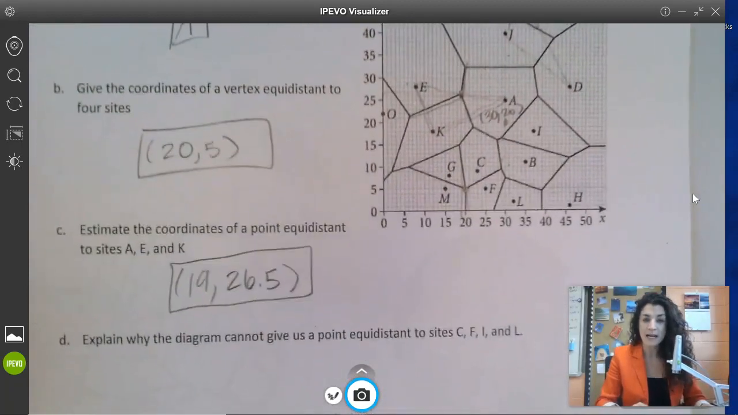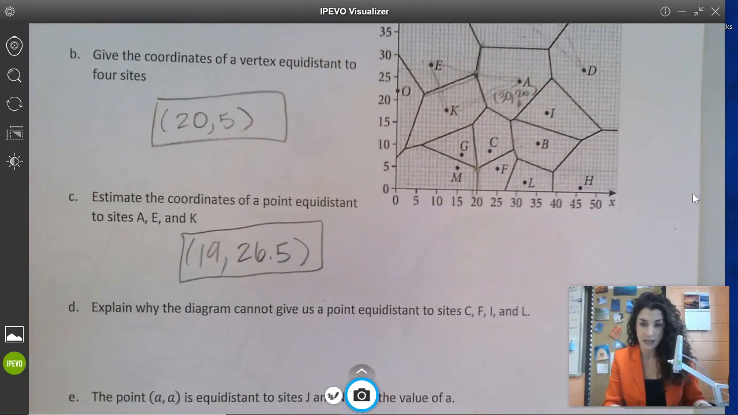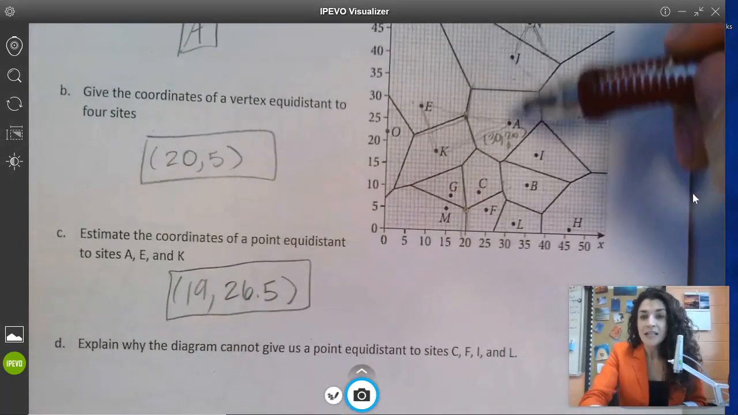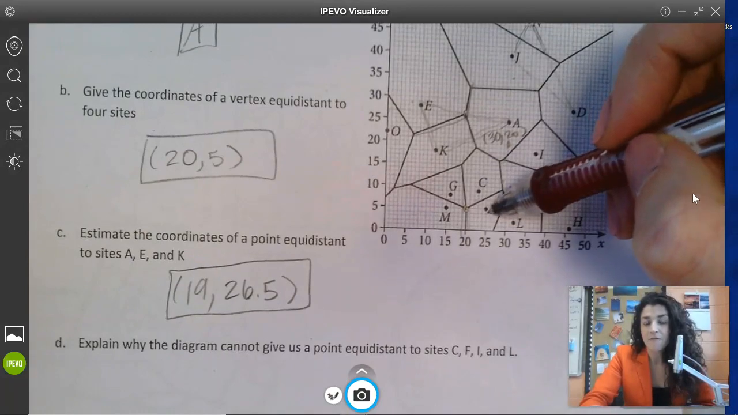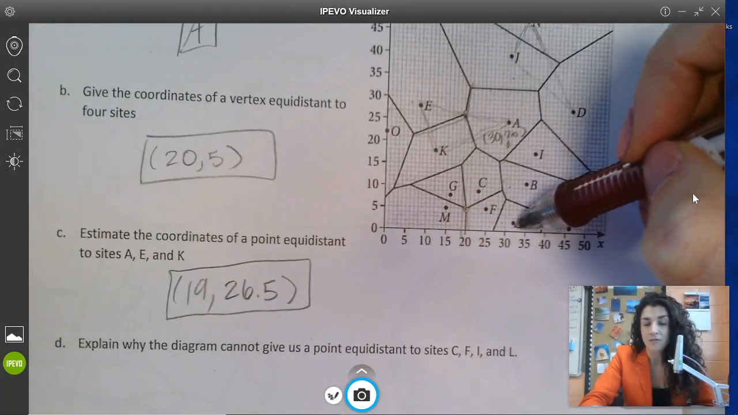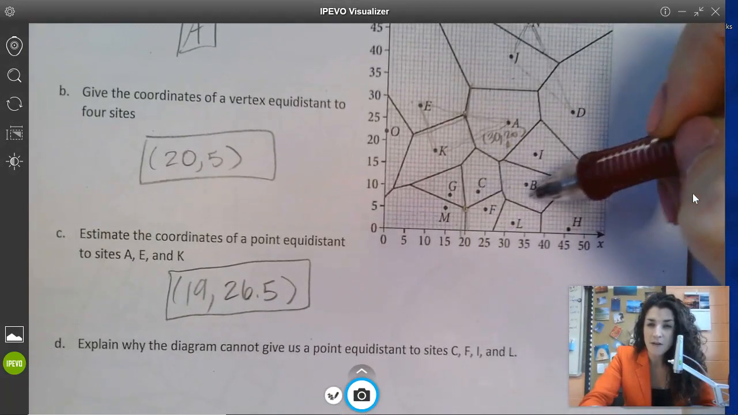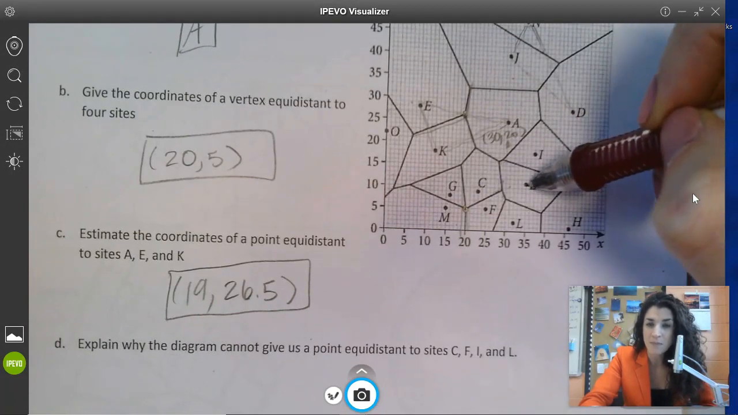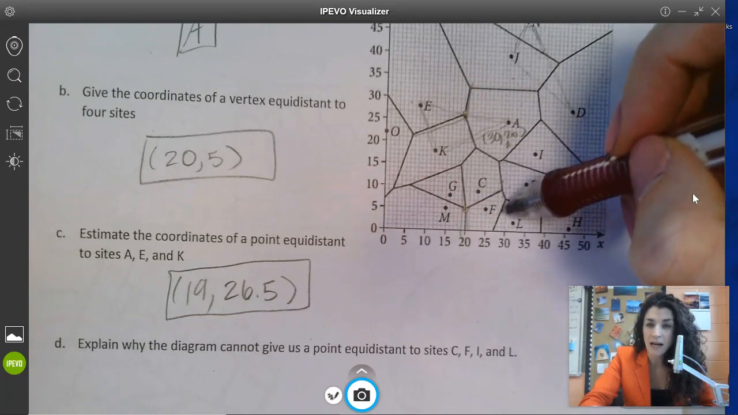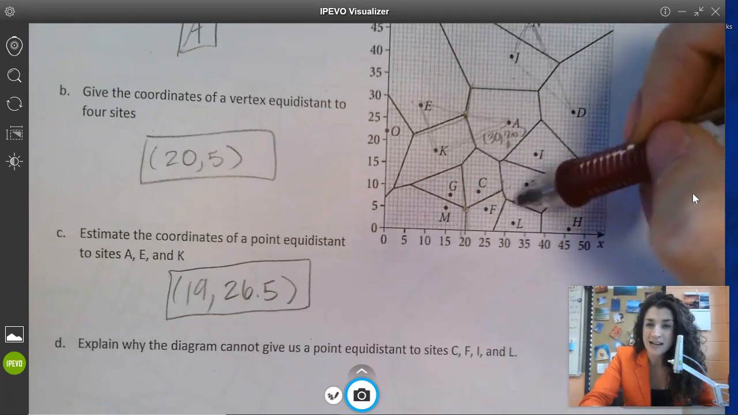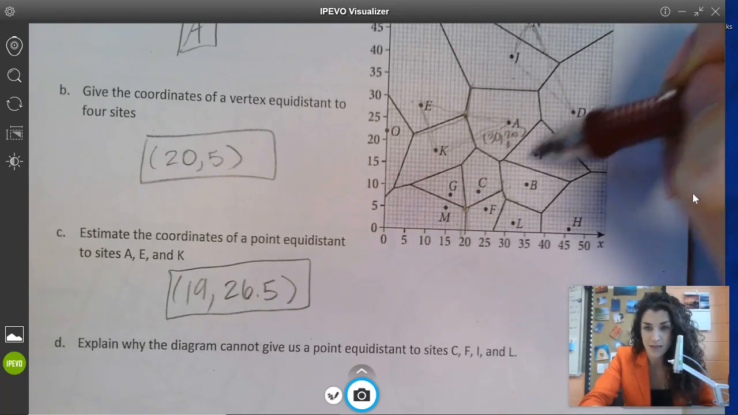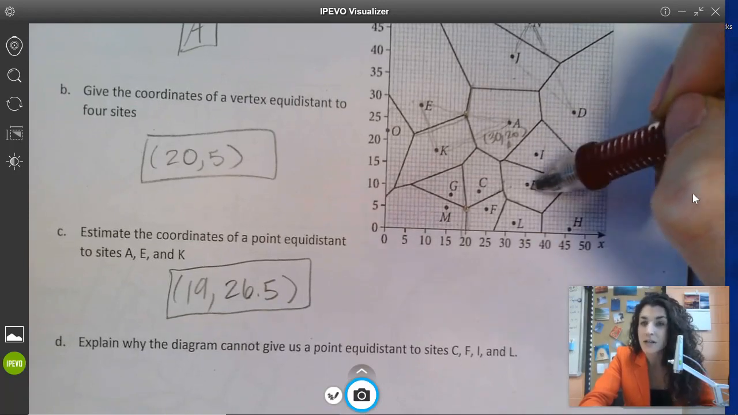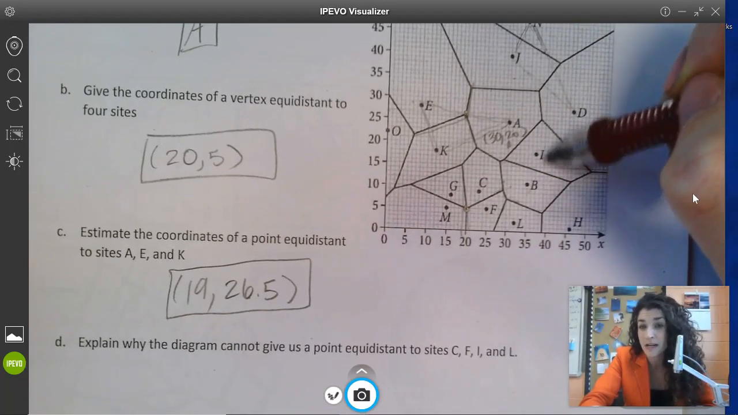It says explain why the diagram cannot give us a point that is equidistant to the sites C, F, I, and L. C, F, I, and L. We see that C and F and B have a little meeting point. We see that B, F, and L have a little meeting point, and then I is kind of isolated over here. And the reason why it's isolated over here is because B is in between I and B.